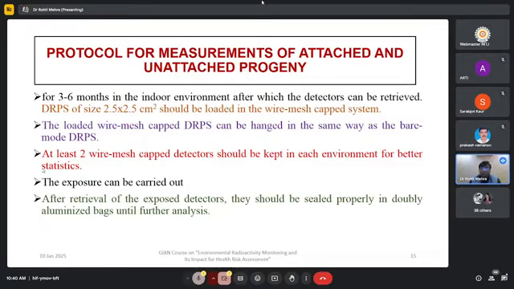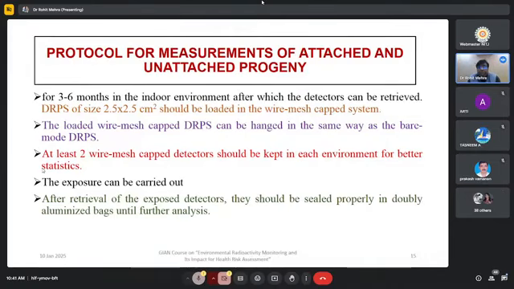So though it is not a part of any protocol, as a researcher, our experience says our retrieval rate is not more than 70%. Nearly 30% of the detectors either get damaged, or the residents place them at different places. So it is always recommended that you place 4 or 5 detectors in a particular dwelling, so that you could have at least a good retrieval of that particular region.